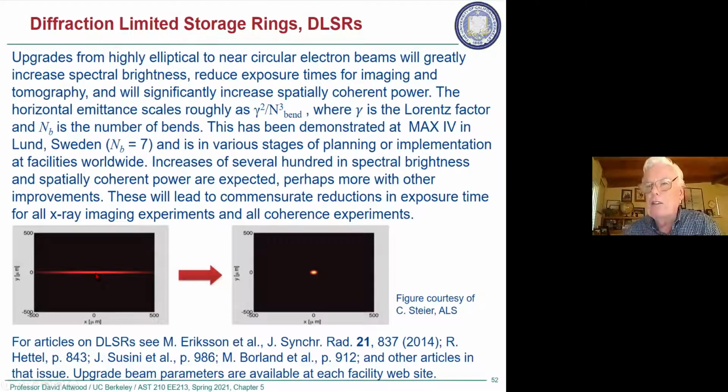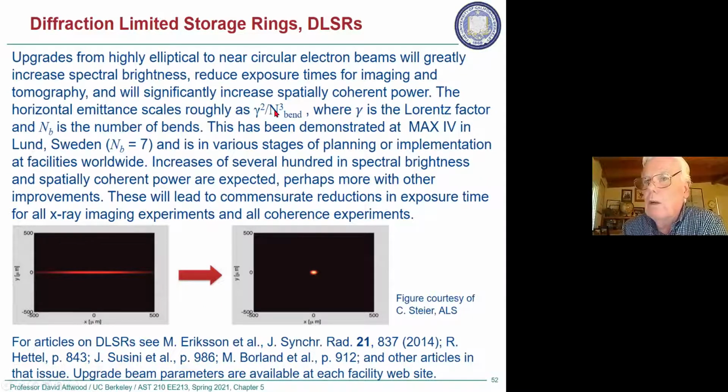Not have the electrons being kicked so hard as they go through the magnetic field that when they throw out photons, there's a little momentum kick. That's what's producing this widespread. So reducing the angle, and again, the ALS, for example, is planning to increase n by a factor of 3, and the horizontal emittance, and therefore the width of this, is going to decrease by 3 cubed.